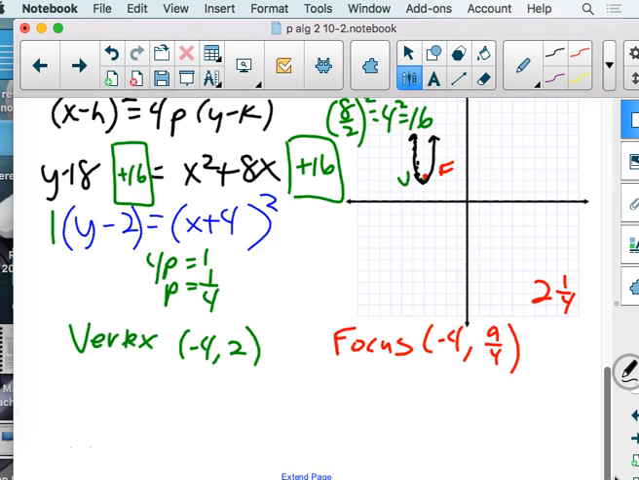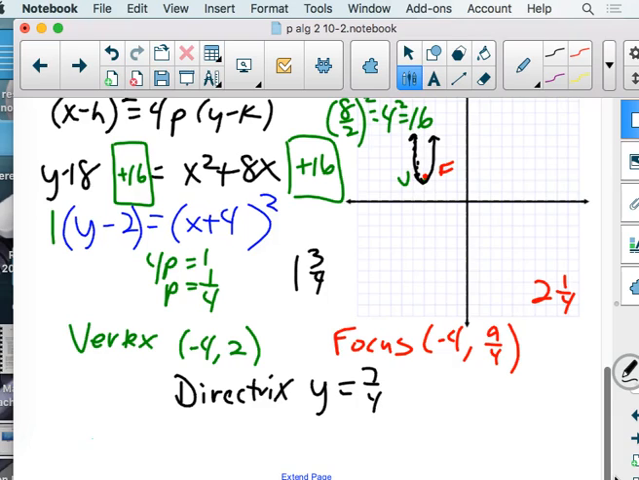Last thing to do would be the directrix. Where does that go? Y equals 7/4. How'd you get 7/4, JT? Yeah, we're at 2. Go down a 4th. It's 1 3/4. 7/4 it is. Good job. There it is.